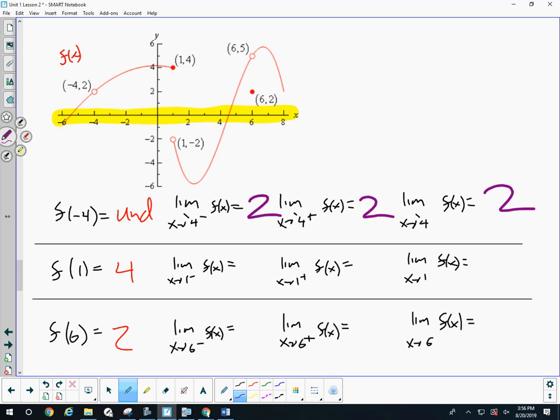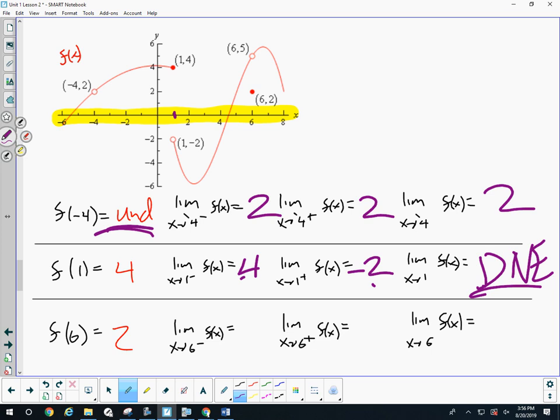Now, from the left of 1, right here, my function values are up here. And we're getting closer and closer to 4, the closer and closer I get to 1, being just to the left of 1. To the right of 1, my function values are down here. As I get closer and closer to 1, my function values are getting closer and closer to that y-coordinate location of -2. Since the left-hand limit does not equal the right-hand limit, this does not exist. Limits either exist or do not exist. Function values are either defined or undefined.